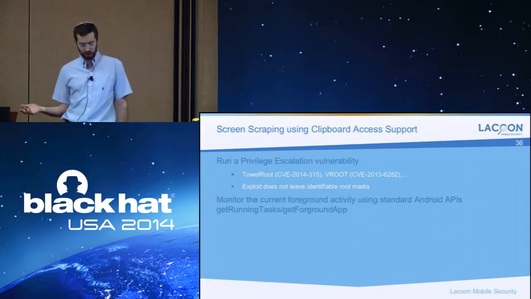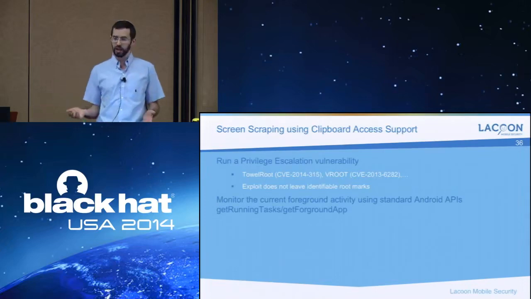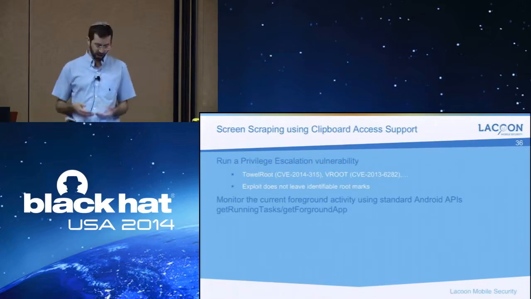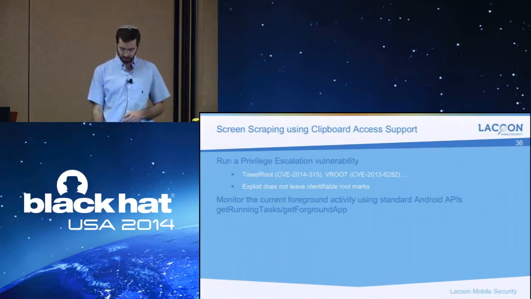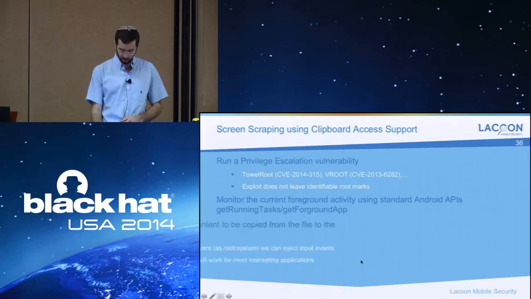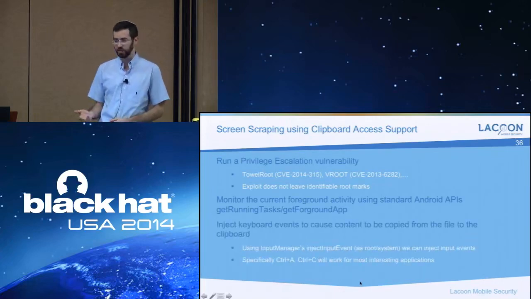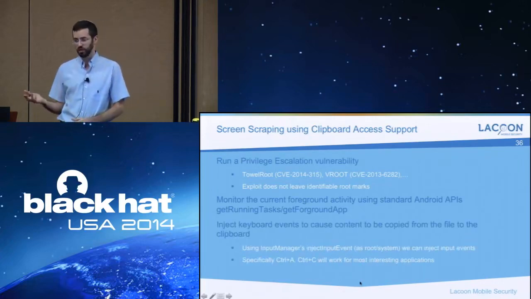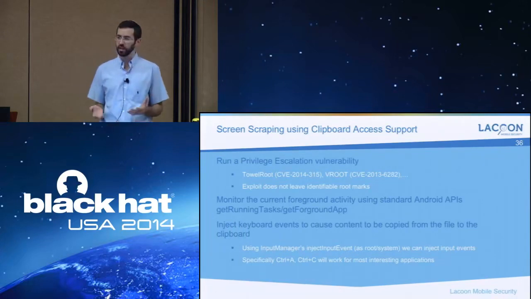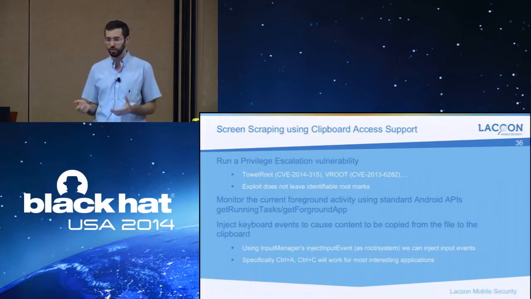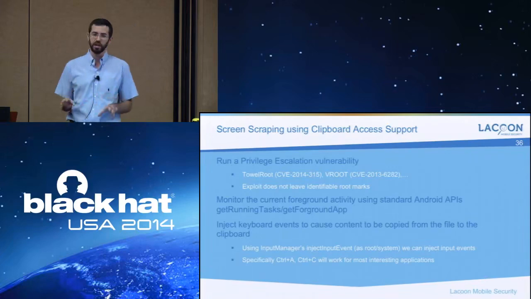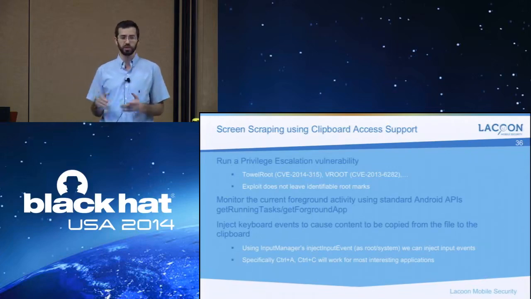Monitoring the foreground activity using standard Android APIs, such as getRunningTask and or getForegroundTask as well, to see what the current app is. And then you can also maybe take a screenshot, see when you want to do this, time it properly, and then just inject keyboard events into the Android system. There's a tool on Android called Input, which allows it to inject events, but it's very simple. Doesn't let you do any actual serious events that we would need.